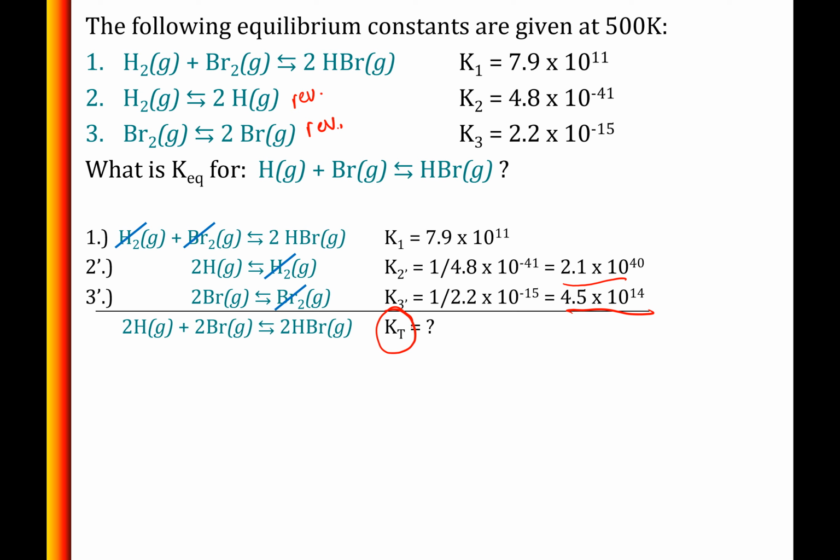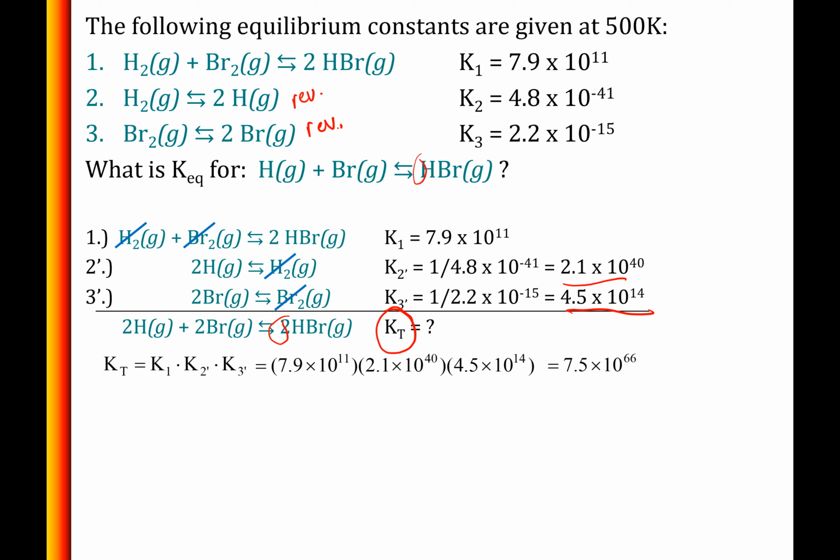And to find this K total, now we need to multiply 7.9 times 10 to the 11th times 2.1 times 10 to the 40th times 4.5 times 10 to the 14th. In other words, multiply all your K values by each other. So KT is equal to K1 times K2 prime times K3 prime, which gives you 7.5 times 10 to the 66th.